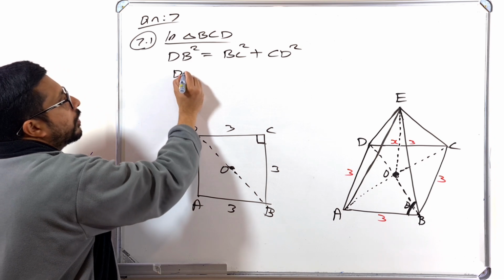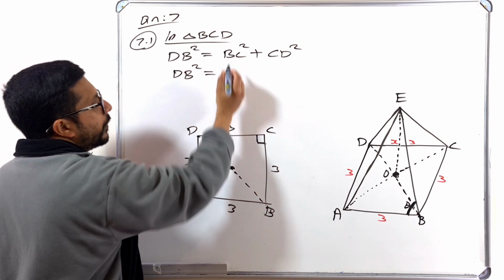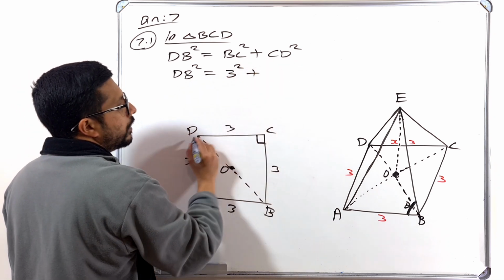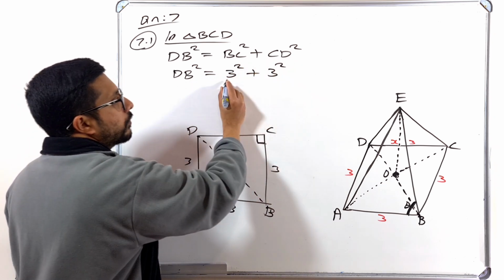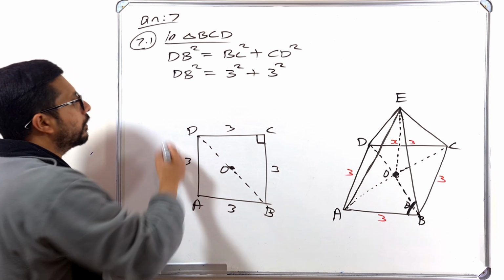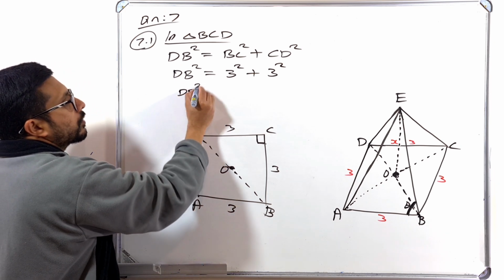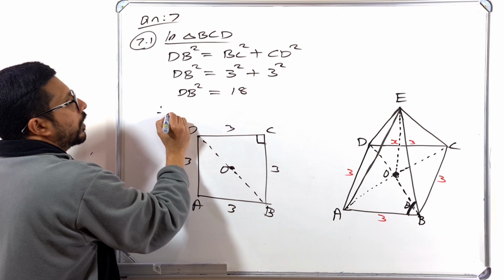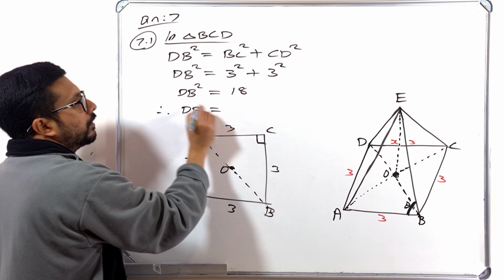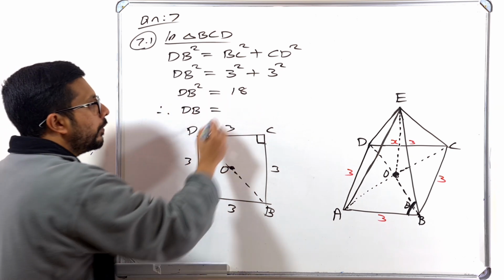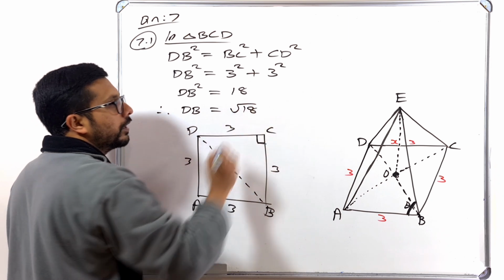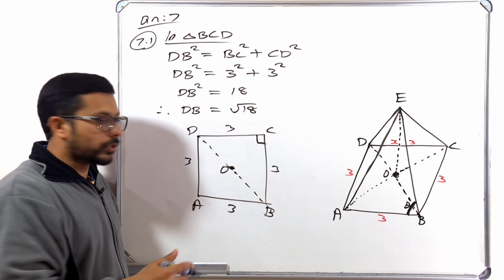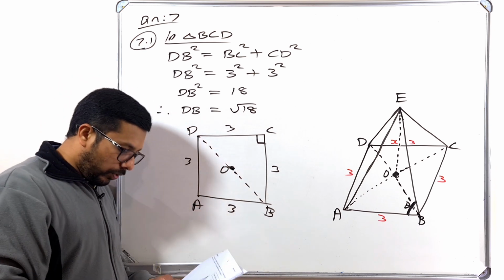So DB square is equal to BC, we know that it is 3, so 3 square plus CD is also 3 square. So 9 plus 9, 18. So DB square is equal to 18. So what is DB? DB means root of 18. Now, our question is not to find DB, our question is to find the length of OB.